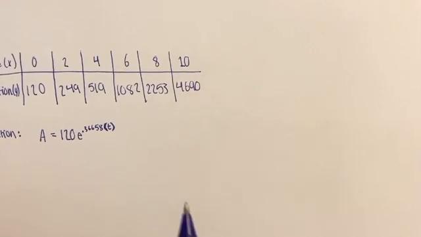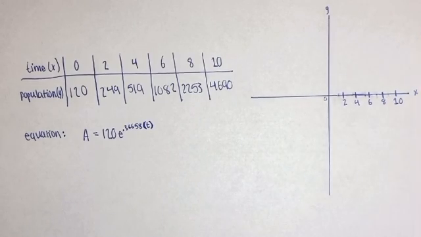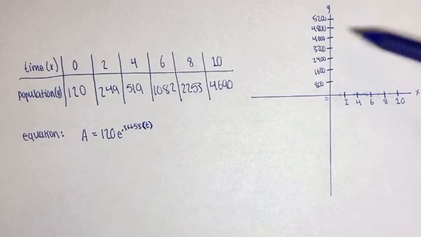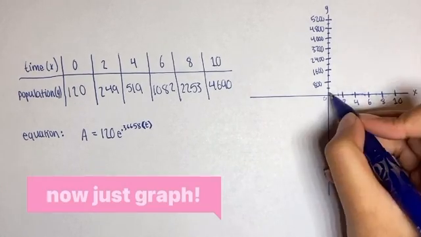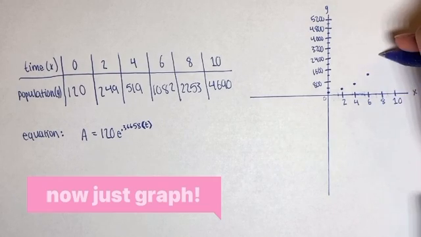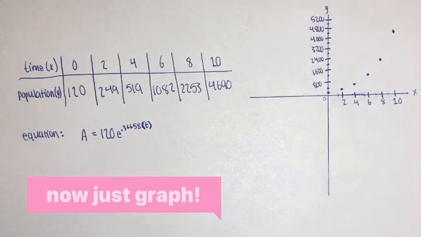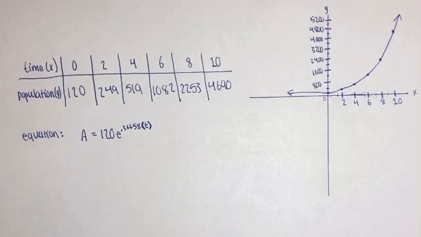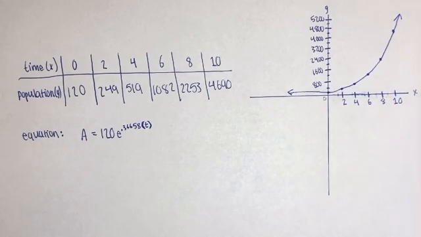With the help of this data table, we can create a graph now. On the x-axis, I've gone by 2s, and on the y-axis, I've gone up by 800. So your graph would look like this. And there you go, that's your exponential growth graph.